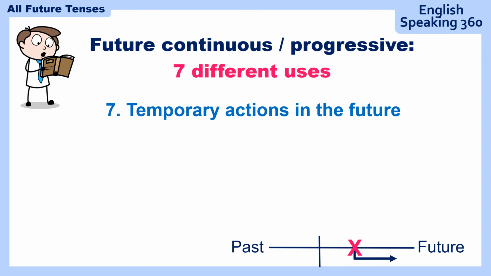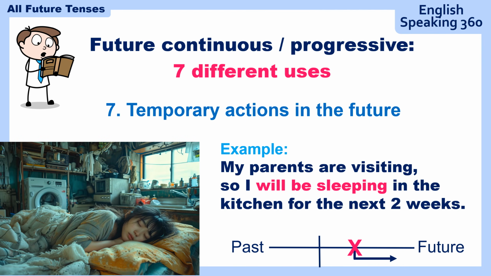So actions that will not last forever, just a certain time in the future. My parents are visiting, so I will be sleeping in the kitchen for the next 2 weeks. So the duration right here, for 2 weeks I will be sleeping in the kitchen, but as soon as my parents leave, I will stop sleeping in the kitchen.